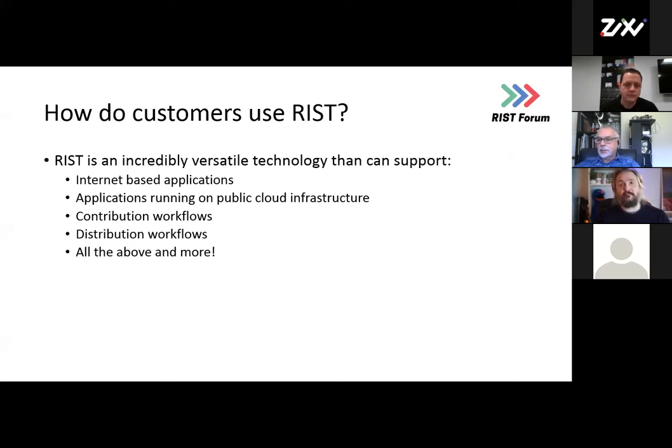So having that interoperability, but also having that rock solid ARQ based foundation in RIST is really well suited for internet applications. Of course, that also includes applications that might span both the internet and public cloud infrastructure. So hybrid workflows where you need to contribute, distribute. In fact, as I say here in the last bullet point, pretty much all of the above, right? This is a very, very versatile protocol that can be used in a number of different live video applications.